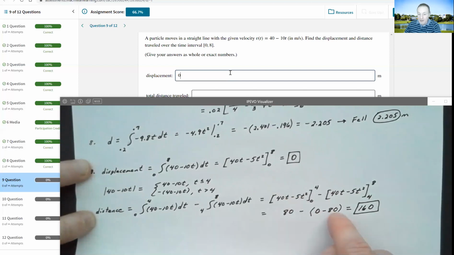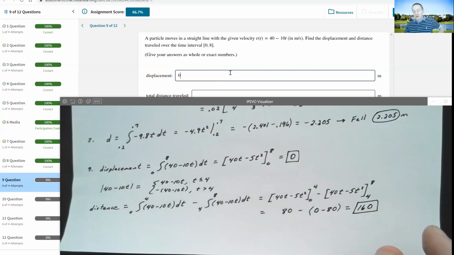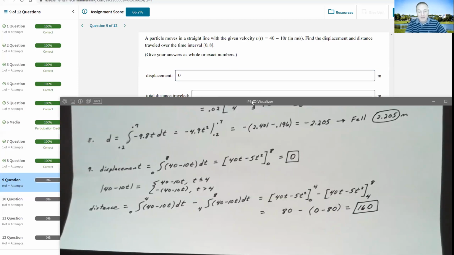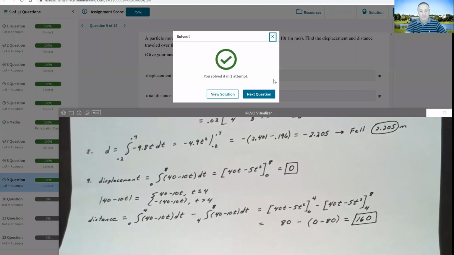I could see a lot of people making a silly mistake and getting an answer of 0 here. It's 80 minus a negative 80. Those combine and tell you that your total distance traveled is 160 units. So all this is saying is that in the first 4 seconds, it moved 80 meters in a direction that would be considered positive. In the last 4 seconds, it moved in a direction that would be considered negative. Thus, the overall displacement was 0. But we have to understand that the total distance traveled was 160 meters. We put that in for the second portion here, and it likes it.